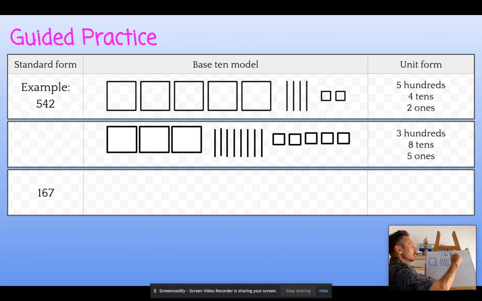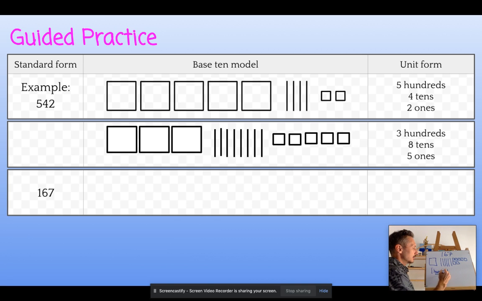So let's make those together. 1, 2, 3, 4, 5. Remember, we want to subitize. So 5, 6, and 7. So I know right away that that is 7. So for my unit form, I remember I'm going to use the words hundreds, tens, and ones. So I have 100, hundred.